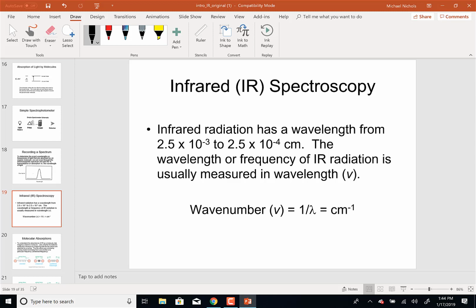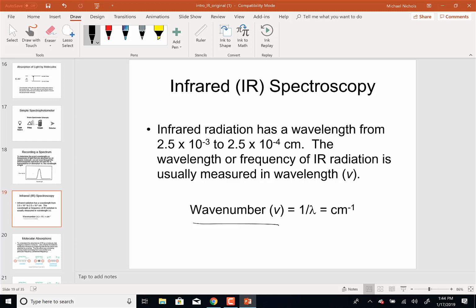And we don't even actually use the centimeters. What we do is, to make these large numbers, because the wavelength in centimeters is going to be really small, we form this thing called the wave number. And the wave number means we take 1 over the wavelength to get reciprocal centimeters.